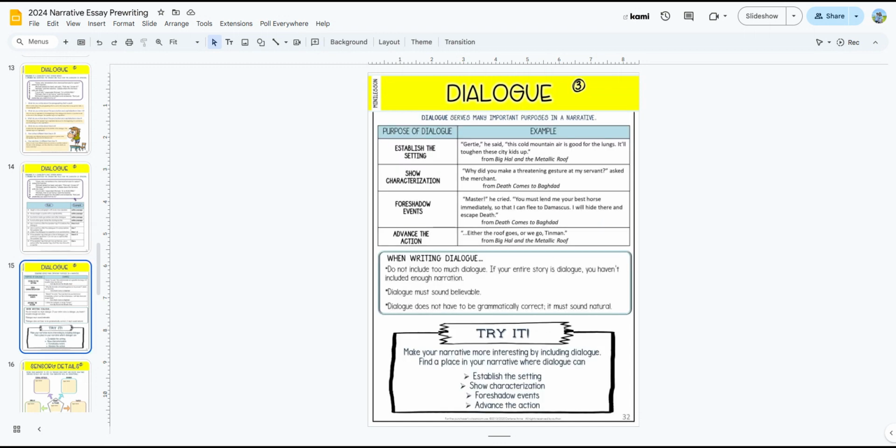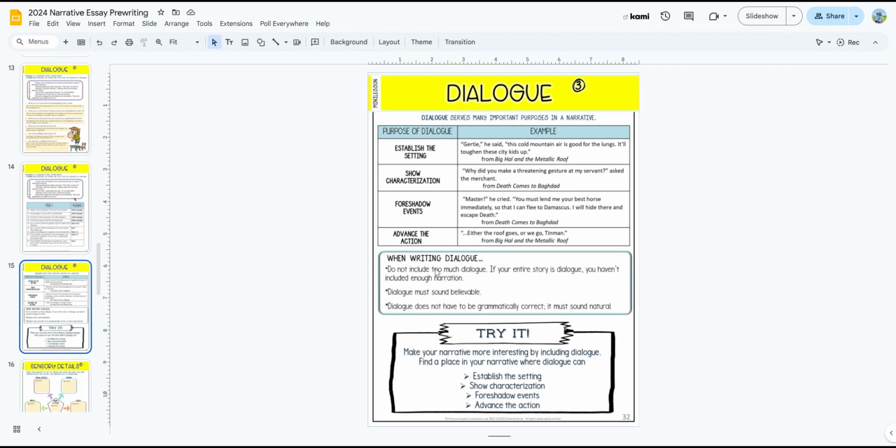We're going to look at slide 15 now. Dialogue serves many important purposes in a narrative. It helps establish the setting, shows characterization, which kind of gives more details about the characters in your text. It foreshadows events, so it can tell us that something is coming. If a character in your story notices and says something, it shows the reader that something is coming. It can help advance the action, that just means that it can help your story move forward.